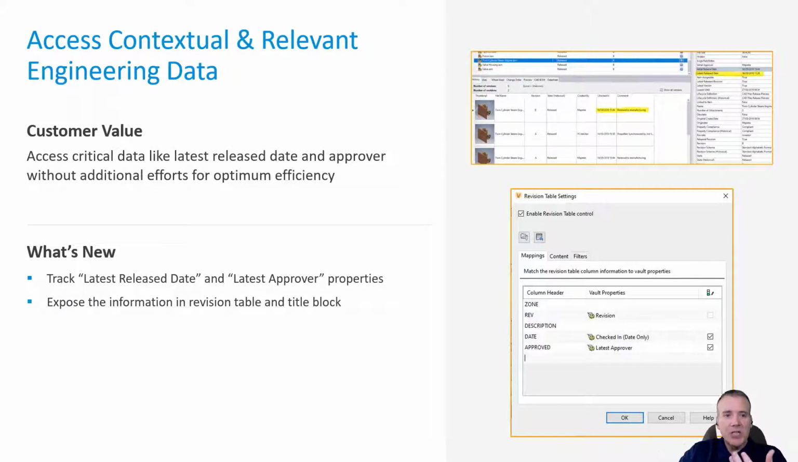There's now an initial release date and a latest release date. The initial release date is the first time a revision was released. Latest is the most recent one. And now we also have initial approver, who was the first person to advance it to a released state in Vault, and the latest approver, which was the most recent person. And you can map both of those to a revision block. You know, if you're using the revision table update, you can map both of those down to the title block in Inventor. Right.